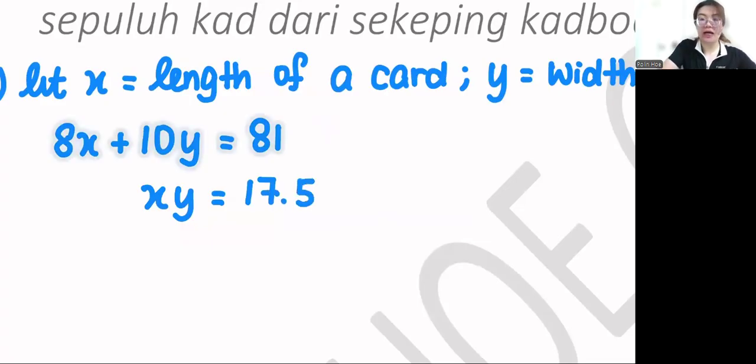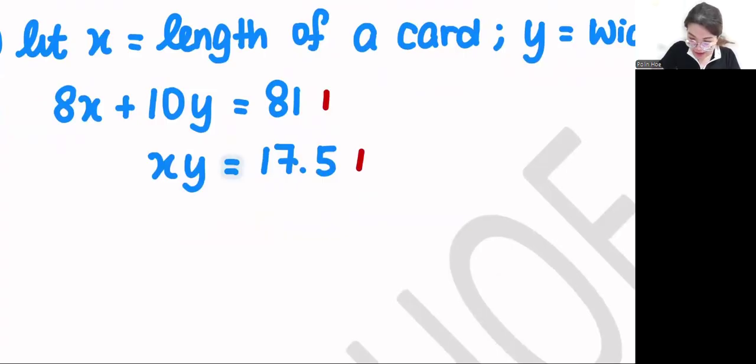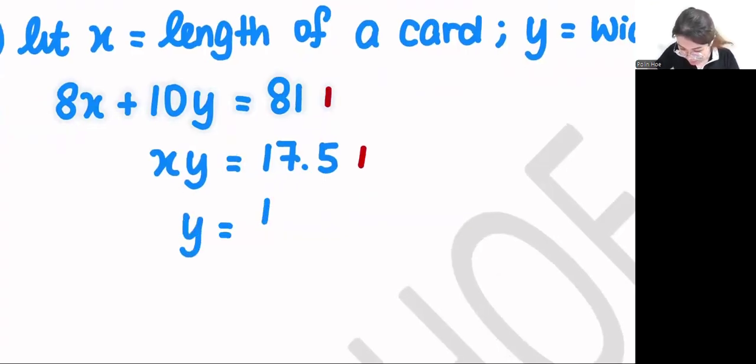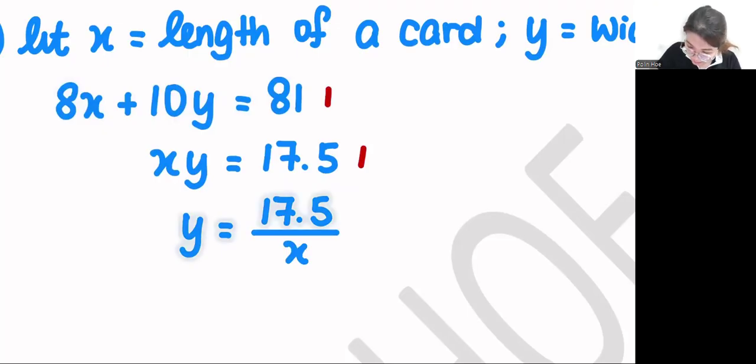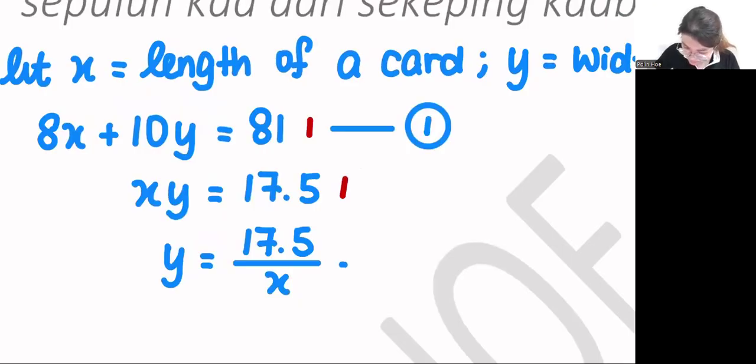So these two are the equations that you need to write out for calculation. After that, I need to check. You are given 1 mark and 1 mark. On this side, let's say I let y equal 17.5 over x. You can do like me or any other method. This is equation 1 and this is equation 2.